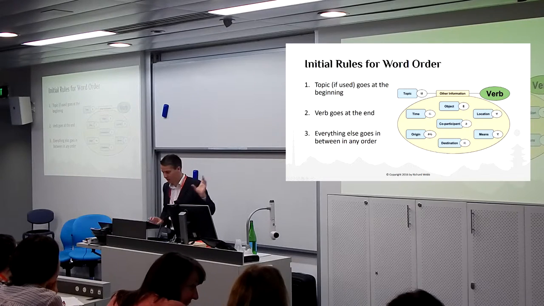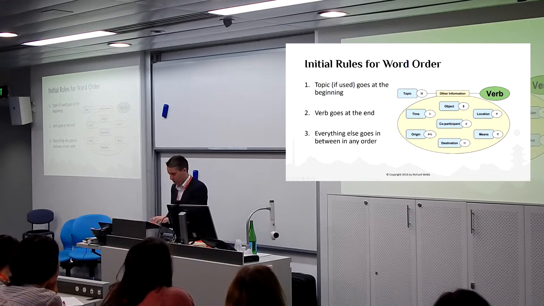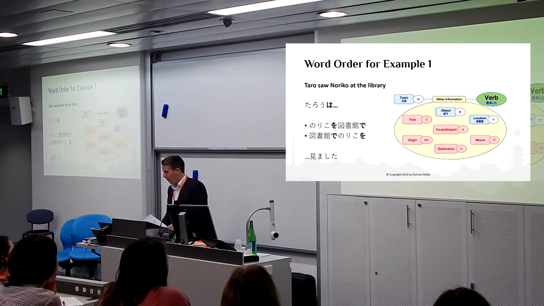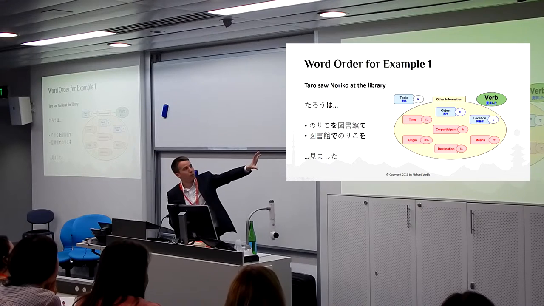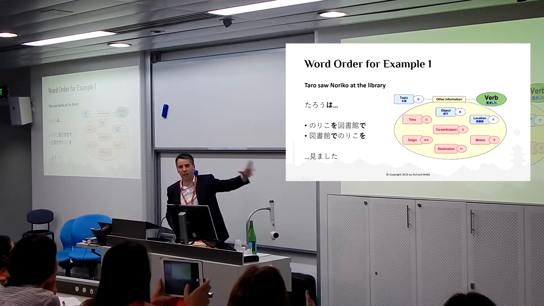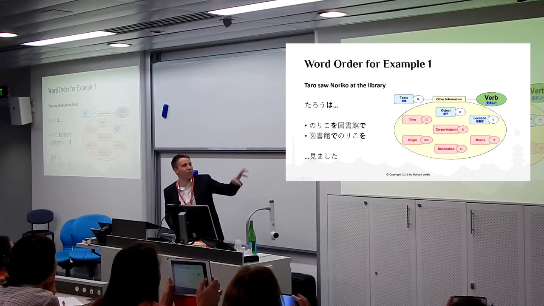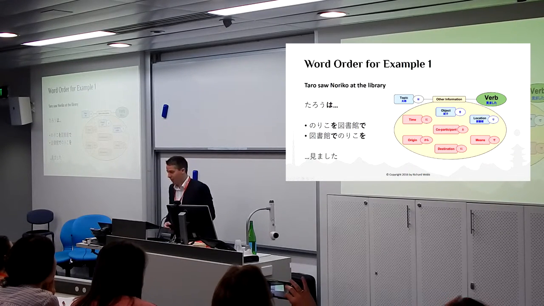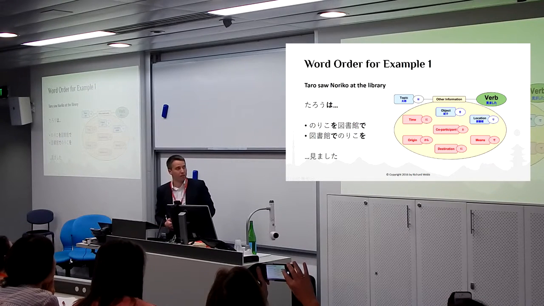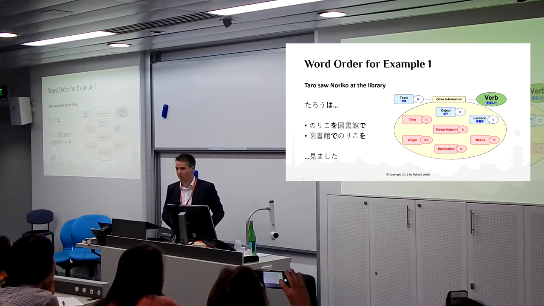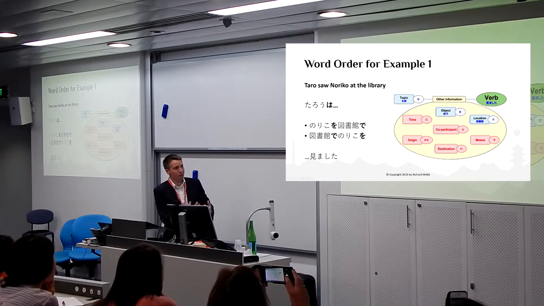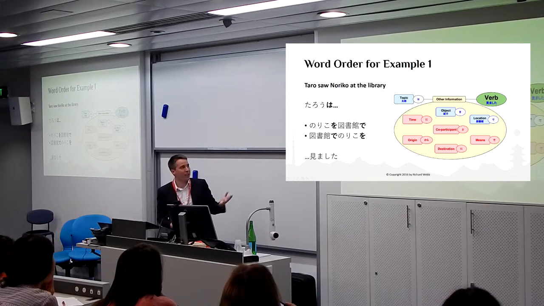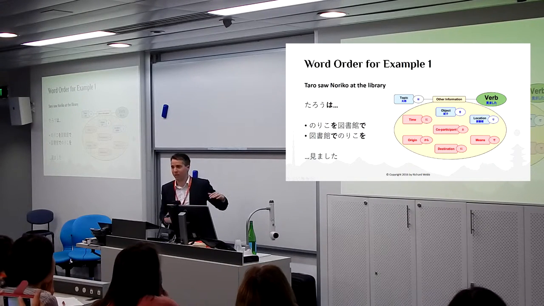So if we apply this sort of model, I suppose, to our example from earlier, if it will work. So we have Taro, Noriko, at the library. We have Taro wa at the beginning, Mimashita at the end, and then in the other information section we have Noriko o and Toshokan de, and we can put that in any order. So we can say Taro wa Noriko o Toshokan de Mimashita, or we can say Taro wa Toshokan de Noriko o Mimashita. And because we have that particle combined with that word, the word order doesn't really affect the meaning. Again, like I said, the emphasis in that sentence will be different.